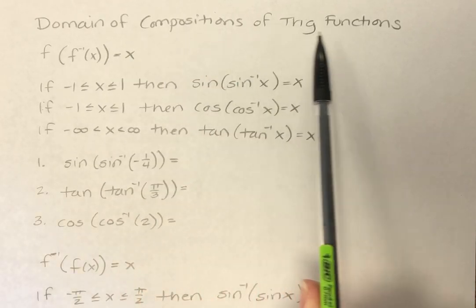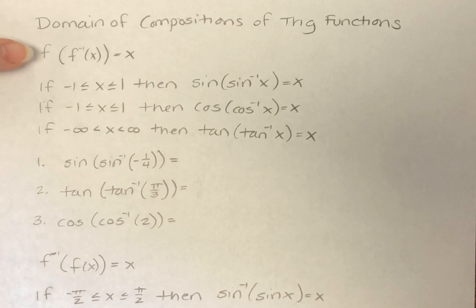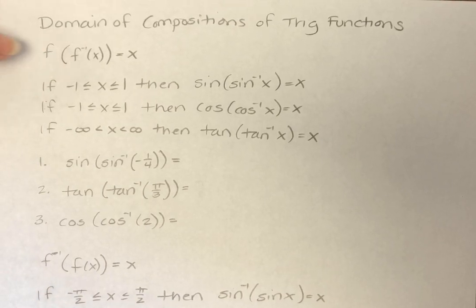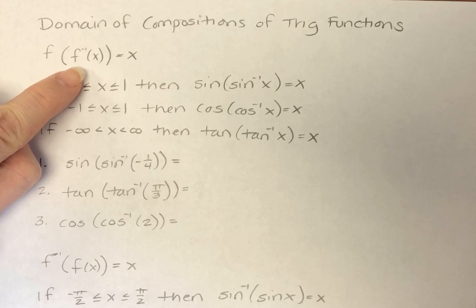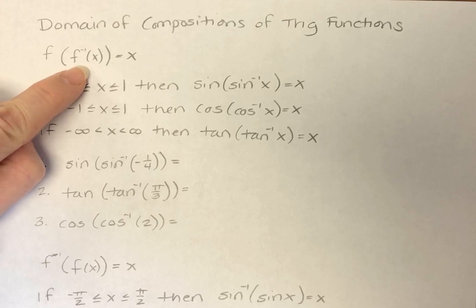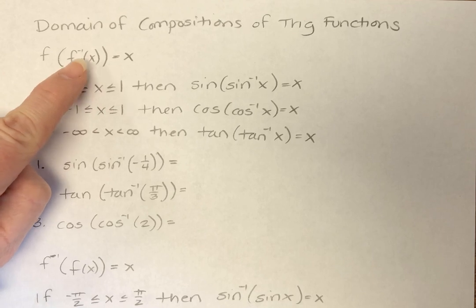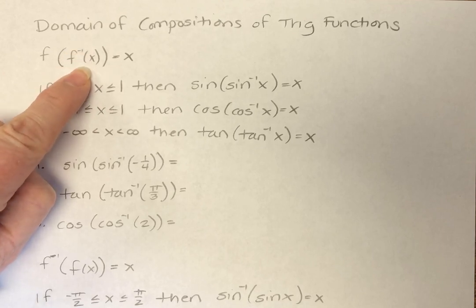Domain of composition of trig functions. This is when the two functions are the same: sine and inverse sine, cosine and inverse cosine, tangent and inverse tangent. If the inverse function is on the inside, if you remember from when we did composition of functions, the domain is restricted by the input function. So it's restricted by this function here.